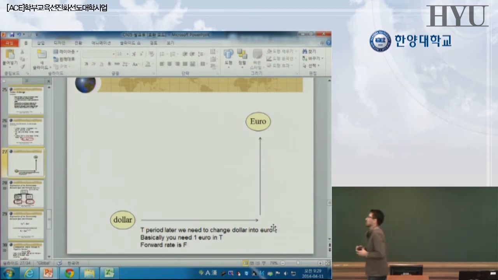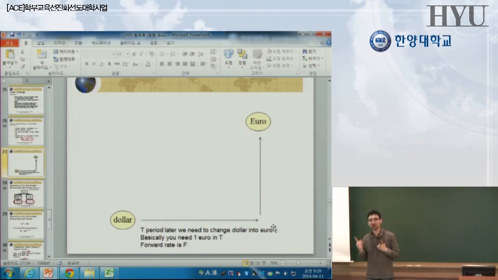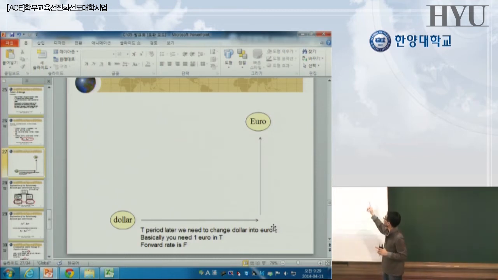And then T period later we have forward rate which is F. So how much dollar do you need at this time to have 1 euro? No, 1 over F. F is like euro per dollar, right? So if you need 1 euro, you need 1 over F. That is the ordinary way of quoting international currency, like 1,012 won per dollar. That's the way of quoting the value of Korean won.